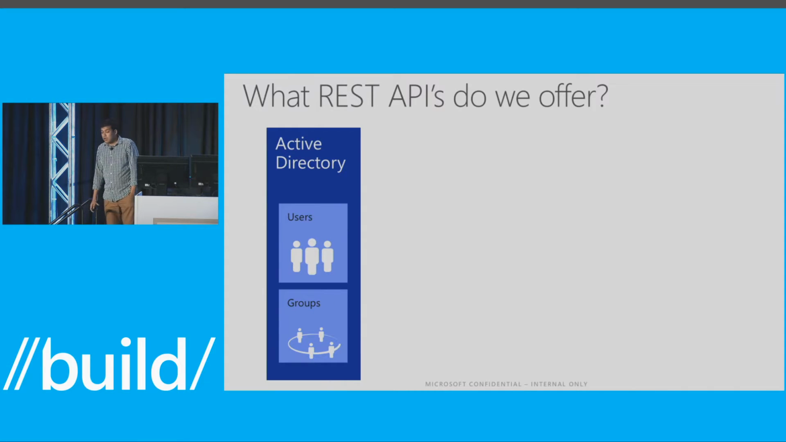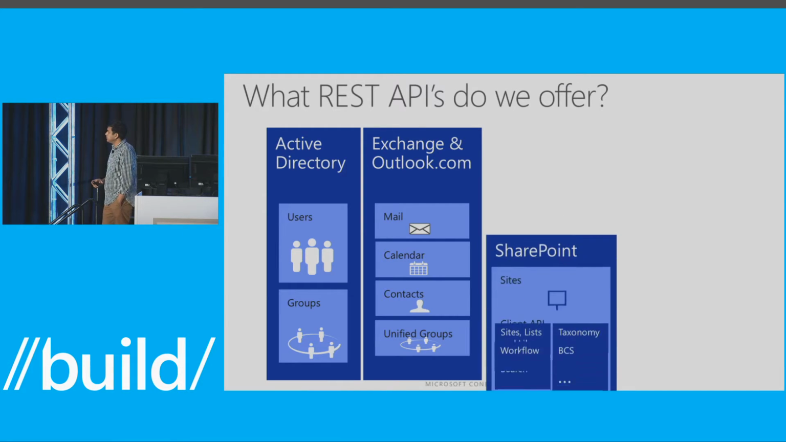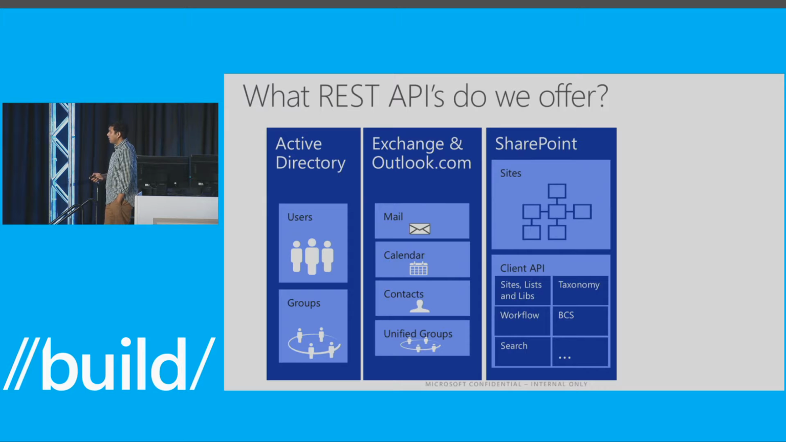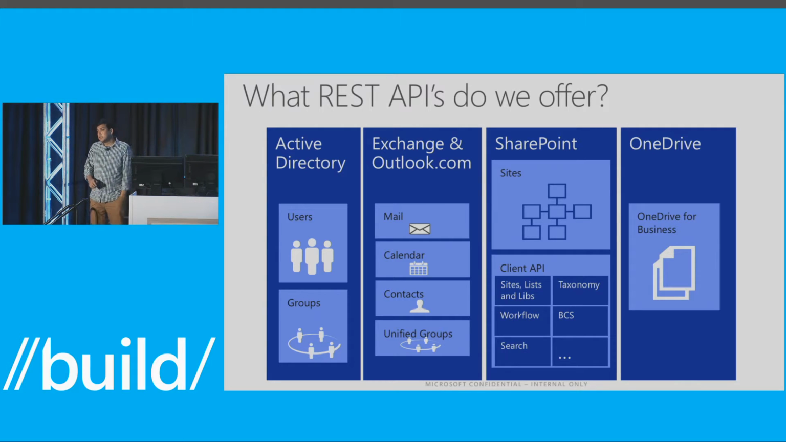So what APIs do we offer? Of course, you can go to Active Directory and access the users and groups. From Exchange and Outlook, you can access mail, calendar, contacts, and unified groups. This is the area that we will focus on today. SharePoint, you can have sites. And from OneDrive, you can have OneDrive for Business, and coming soon, OneDrive for Consumer, using the same APIs.